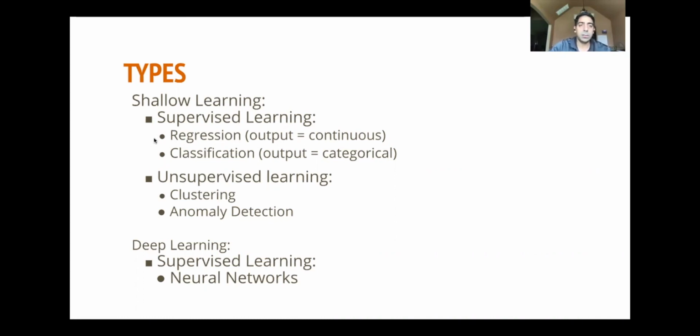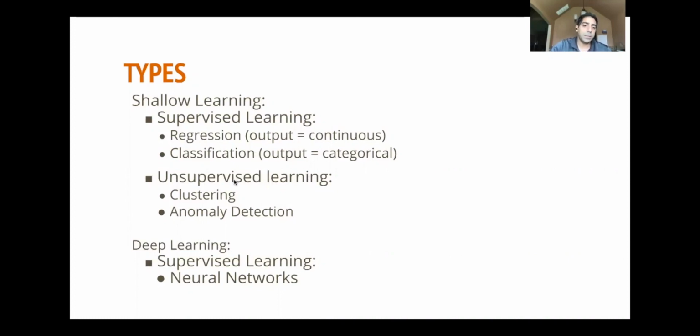Then for supervised learning, there is regression. That's when the result is continuous. Let's say, for example, we try to predict house prices. So it's a continuous number. There is also classification. That's when the results are categorical, like if it's true or false, or if we want to see if this picture is a cat or a dog or a horse, something like that. So that's called classification.